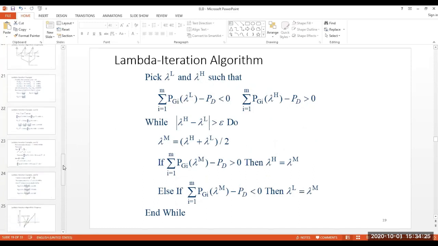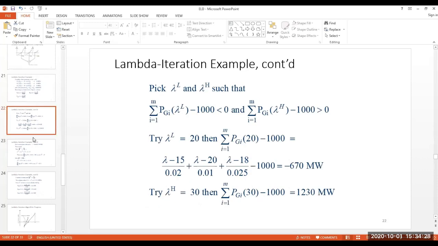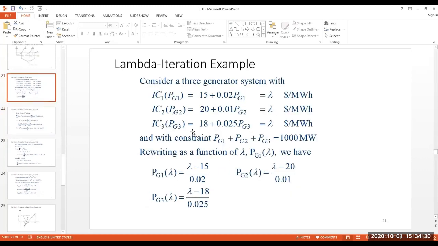Keeping this in mind, we start here again, slide number 21. What we do simply is rearrange these expressions, and express PG1 in terms of lambda, PG2 in terms of lambda, PG3 in terms of lambda. There's nothing special. We are just rewriting and representing our PGi, the unknown variables, in terms of lambda. And then we simply iterate this lambda. We add PG1, PG2, PG3, and check whether the demand is fulfilled or not. It is as simple as that.